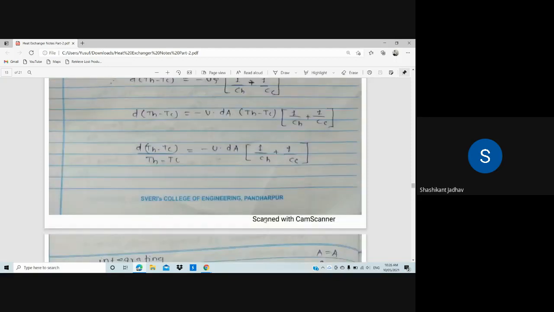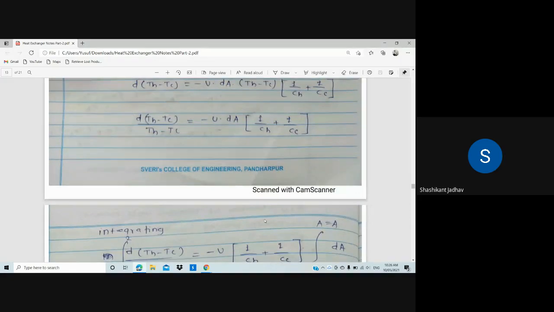Next, yes sir. So d into bracket Th minus Tc divided by Th minus Tc is equal to what? Is equal to minus U into dA into bracket 1 upon Ch plus 1 upon Cc. म्हणजे तुम्हाला काय करायचं आहे, जो काय राईट हँड साइडला Th minus Tc आहे तो आपण लेफ्ट हँड साइडला घेतलेला आहे. राईट हँड साइडला तो न्यूमरेटरला आहे, लेफ्ट हँड साइडला तो डिनॉमिनेटरला जाणार आहे. So what is the equation? d into bracket Th minus Tc divided by Th minus Tc is equal to minus U into dA into bracket 1 upon Ch plus 1 upon Cc.